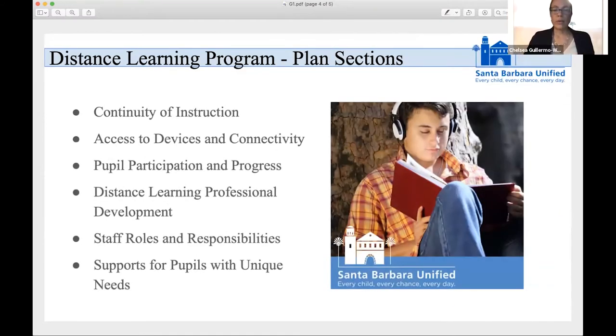So because we are starting in a distance learning model, I wanted to make sure that I highlight plan sections within that so that the board and public can see the particulars that must be addressed. And you'll notice that many of these are topics that have been reported on and will be reported on in the next agenda item and are very important and are matters that our community have raised to us.